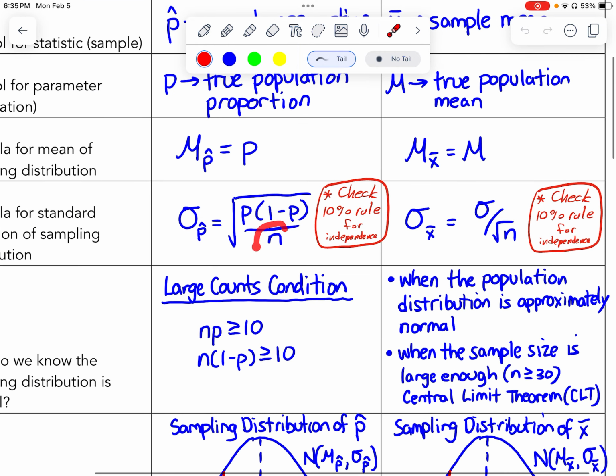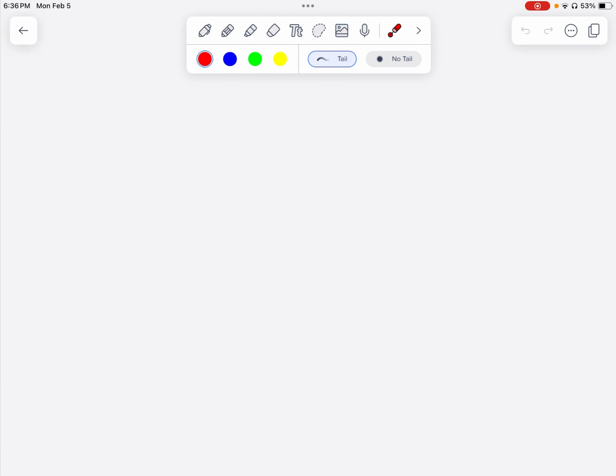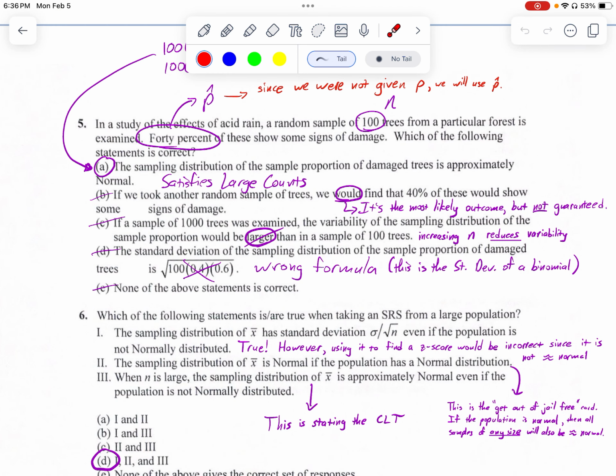Focus in on the n, right? The original sample was 100. Put 100 here, right? Okay, and then it says, what if we increase that to 1,000? If I add a 0 on here, what's going to happen is this number is going to get smaller, not bigger, because I'm dividing by 1,000 rather than dividing by 100. So increasing sample size always reduces your standard deviation or variability. So it is not C.